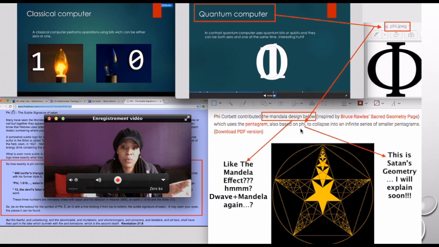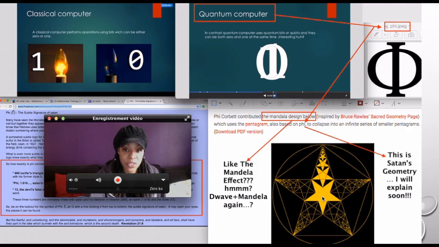When I was doing my research, all I did was type in something like phi and D-Wave. And then I found this, where it is showing that Phi Corbett contributed the Mandela Design below, and it was inspired by Bruce Rawls' Sacred Geometry page, in which he uses the pentagram, also based in Phi, to collapse into an infinite series of smaller pentagrams. So pretty much he's using Phi and designing it to show what it looks like in an image.